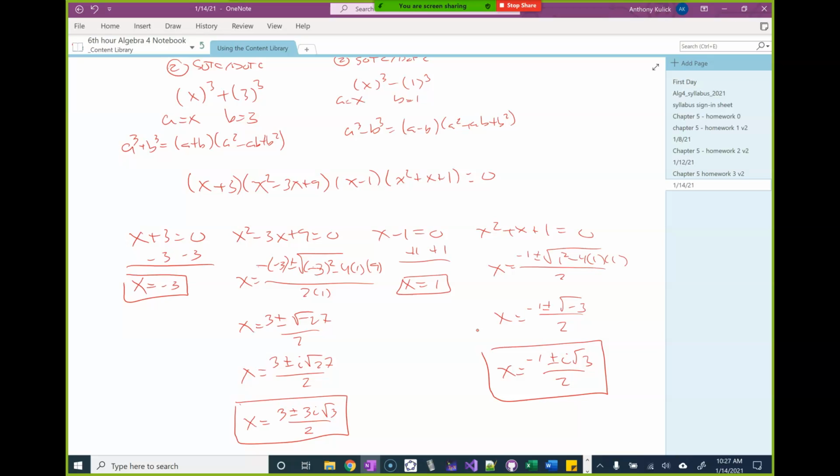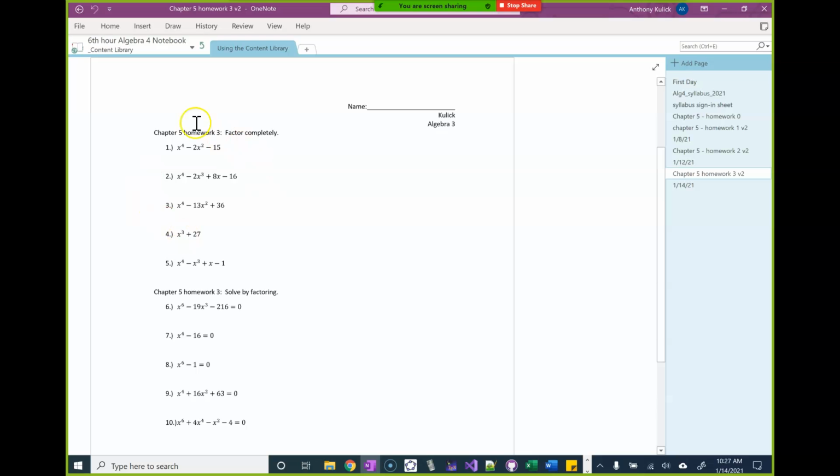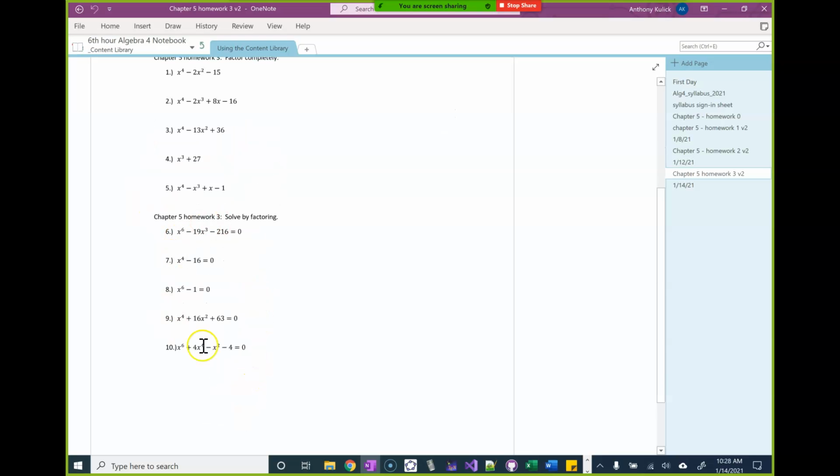For next time, what I'd like you to work on is homework 3 that's in the content library. I have 5 questions where I ask you to factor completely, and then 5 questions where I ask you to solve by factoring. Make sure you're showing work when you're doing these. Do not just give me a list of answers. I'm going to start being very picky about this semester. By the end of last semester, our homeworks were kind of a joke, just lists of answers that wouldn't really tell me much about whether you know how to do this or not. So I am going to be pretty picky about this going forward. Make sure you're including some work.